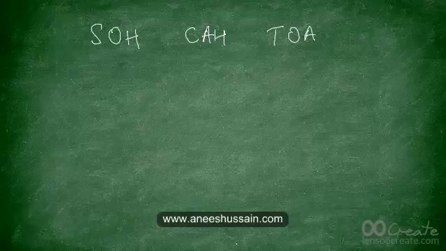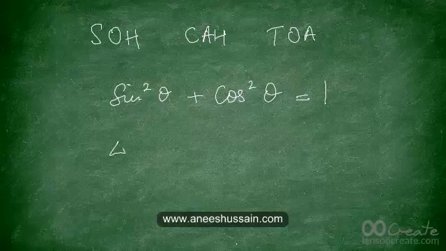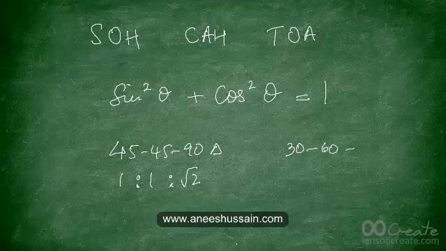We have also learned that sine square of an angle plus cos square of the same angle is always equal to 1. We have also learned what special right triangles there are, namely the 45, 45, 90 triangle, in which the ratio of sides is 1 is to 1 is to under root 2. And we have also learned about the 30, 60, 90 triangle, in which the ratio of sides is 1 is to under root 3 is to 2.